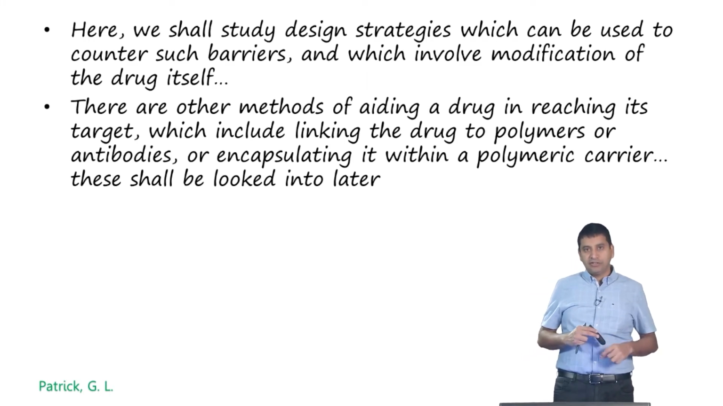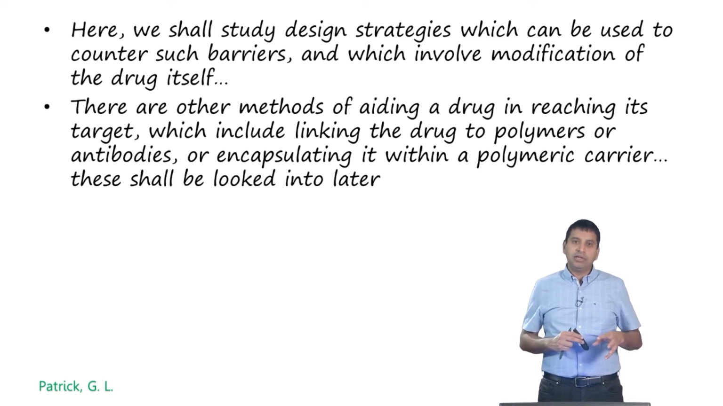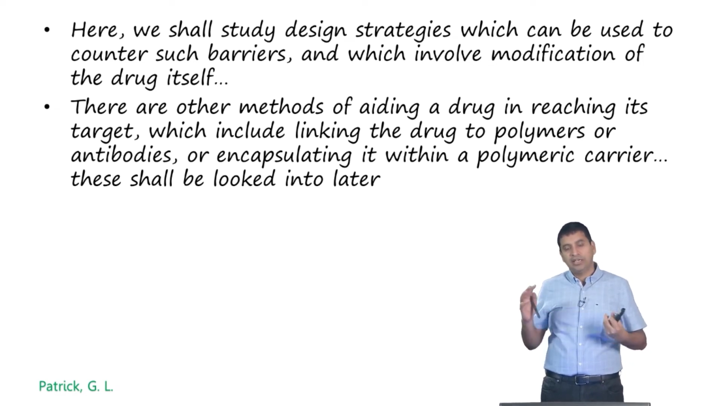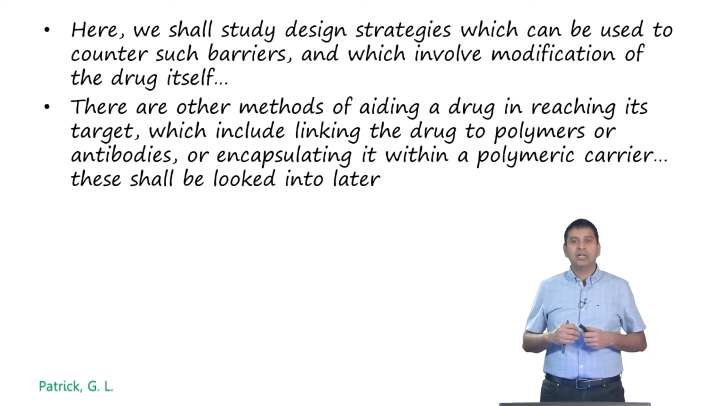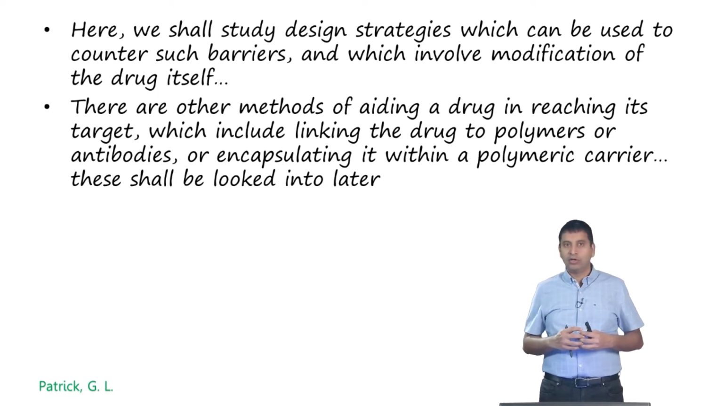So, we shall study some design strategies which can be used to counter such barriers, and there are other methods which help with getting the drug to its target, and some of these include linking of drugs to polymers or antibodies. So, polymers will help with encapsulation and this will help get it to its target perhaps. Antibodies are very specific to certain cell surface receptors, and then by conjugating our molecule to the antibody, we may be localizing the drug better, and also we can do covalent modification to a polymer or an oligomer and so on. So, we should look into this in more detail later.